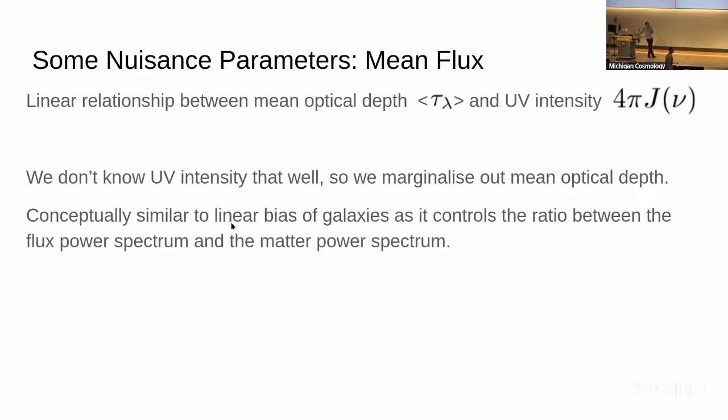Conceptually, this is similar to a linear bias argument for galaxies, right? So this is setting the number density of neutral hydrogen, which is also the ratio between the observable, the flux power spectrum, and the matter power spectrum. So just as the linear bias of galaxies sets the ratio between the galaxy power spectrum and the matter power spectrum, this mean flux parameter, the mean optical depth parameter, sets the relationship between the flux power spectrum and the matter power spectrum, right?